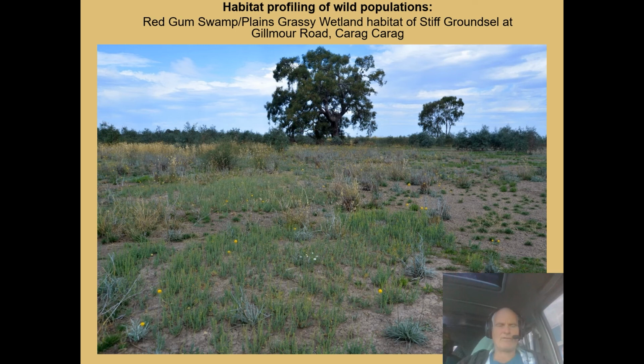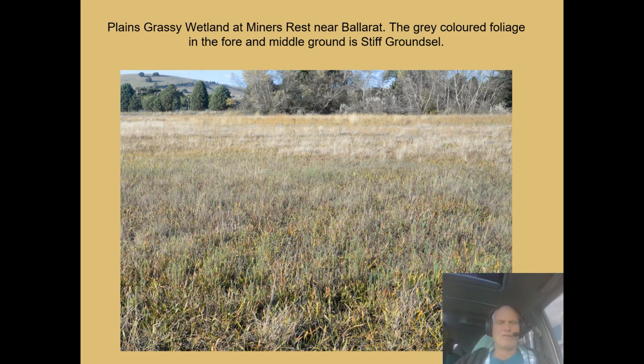You can see that wetland's just been filled and it's just drying down, so quite diverse and herb rich. The other site that's just really quite intact is this plains grassy wetland at Miners Rest near Ballarat, and most of the foliage you can see in that image, the grey foliage, is stiff groundsel or Senecio bayerianus. So quite an extensive population there, but mostly clonal. Each plant is rhizomatous and can cover quite a large area.